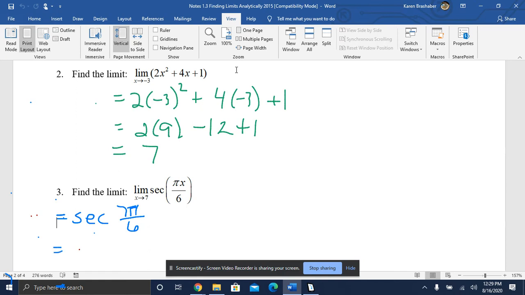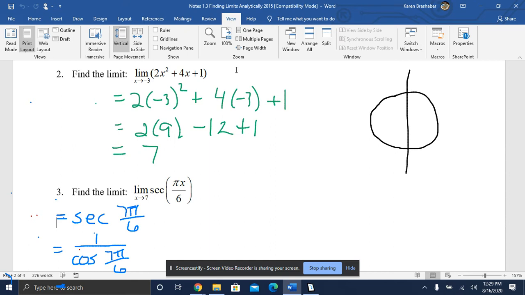I want to do one reminder for you. Secant is the same as 1 over cosine. So 1 over the cosine of 7π over 6. And so now we might take a look at your unit circle, just as a quick reminder. Pay no attention to the fact that the circle doesn't really look like a circle.